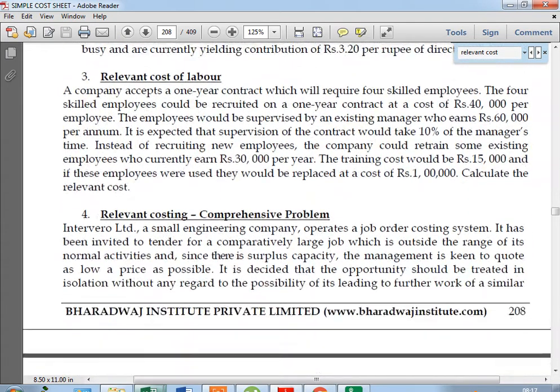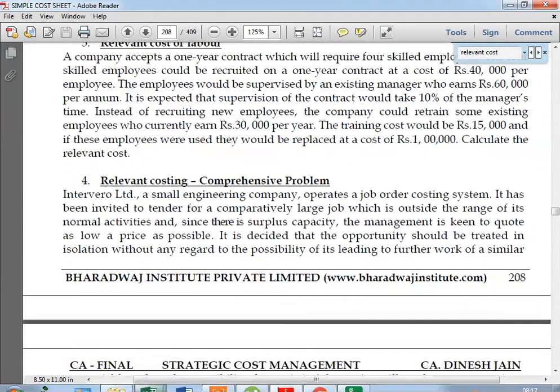Go through question number 4. It's a comprehensive problem. So why can't they take even the lost contribution? They have to give information.